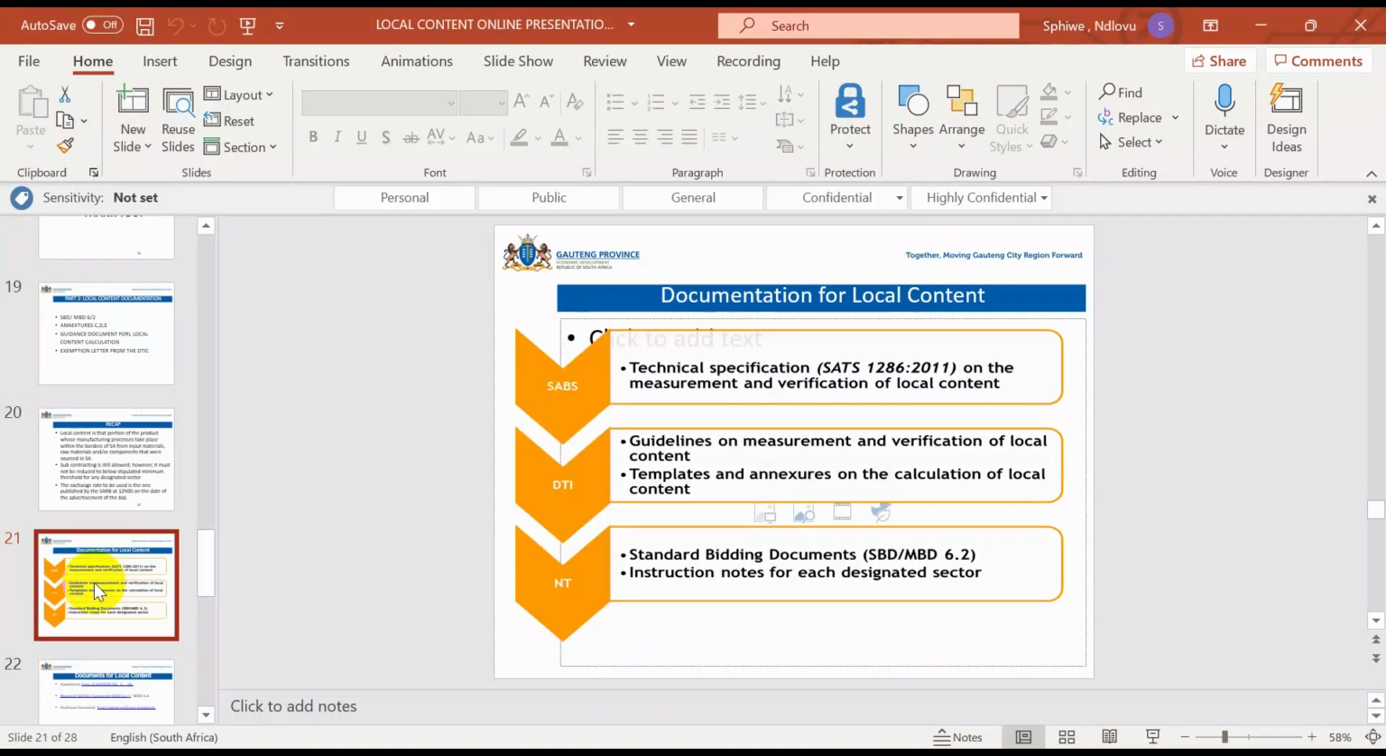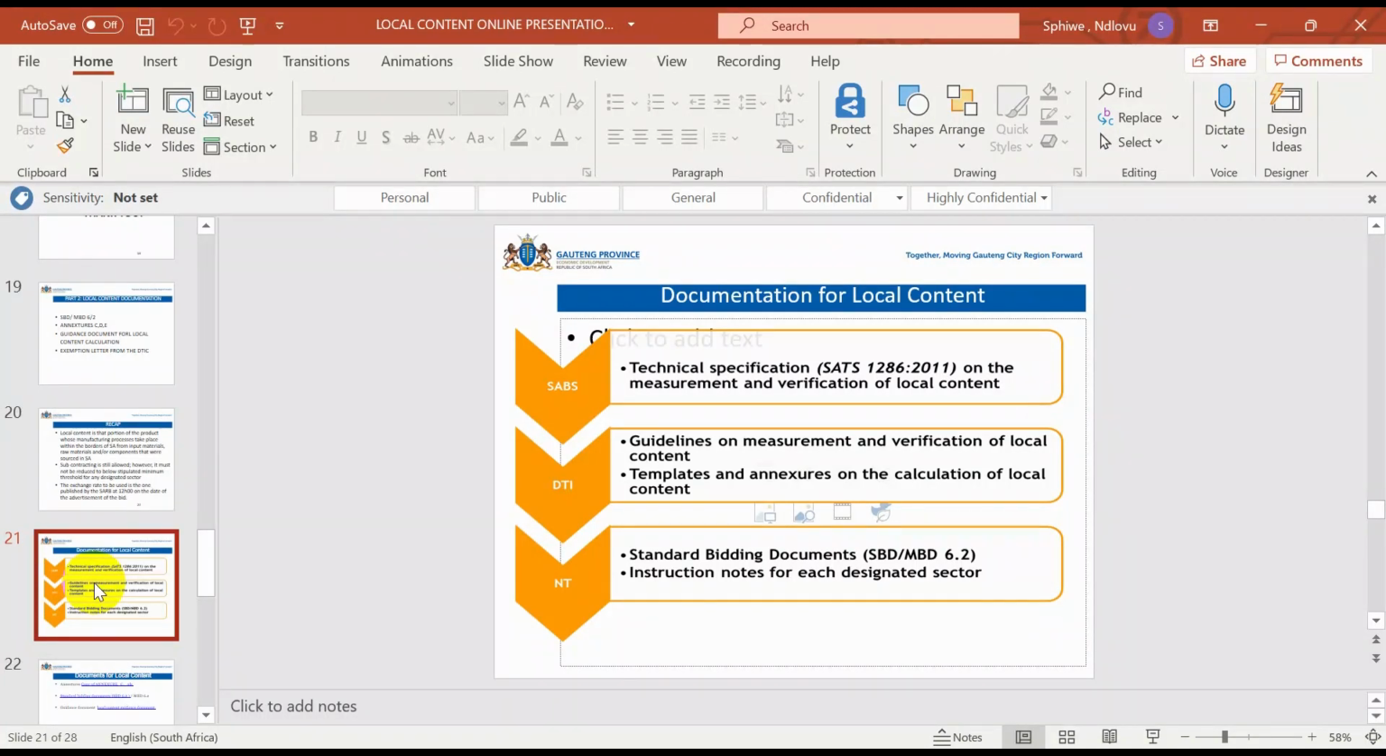When we are talking about local content, there is various documentation. There are also different stakeholders that come into play. We have the first stakeholder there as the South African Bureau of Standards. We have the Department of Trade and Industry and Commission. We have the National Treasury. The other two stakeholders that I didn't include on the slide are the procuring entity and yourself.